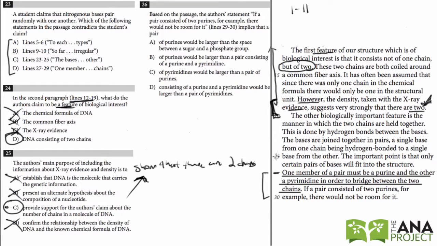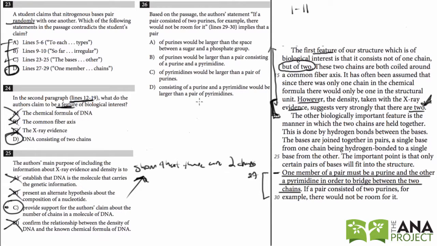So this occurs in, starting from 27. So the student claims that the bases pair randomly, but here that contradicts it. And that's lines 27 through 29, what we just read. So A, B, and C have to be wrong because it says it right here.